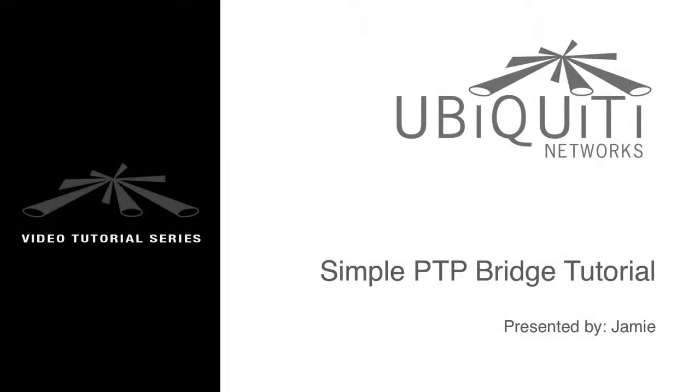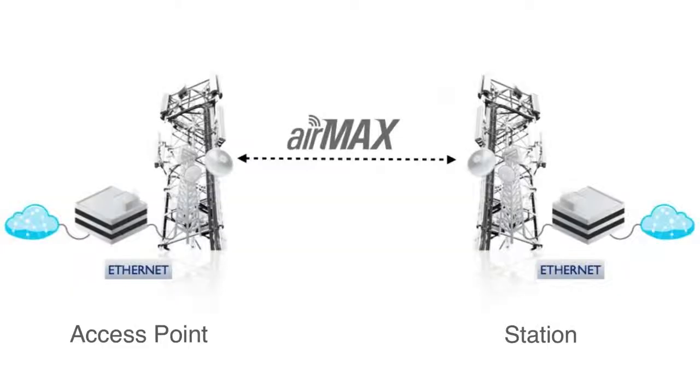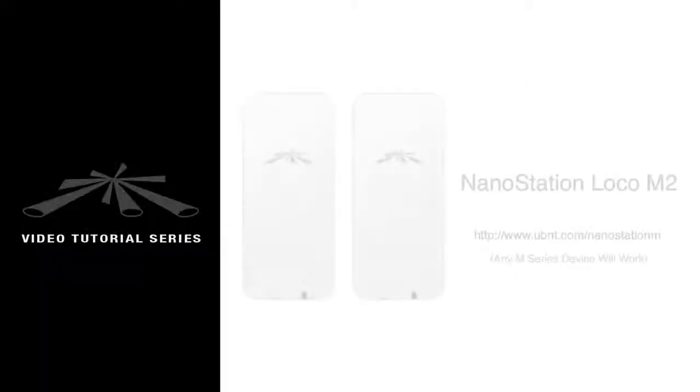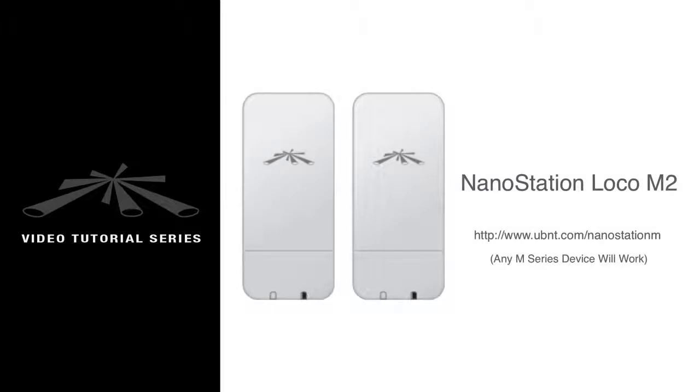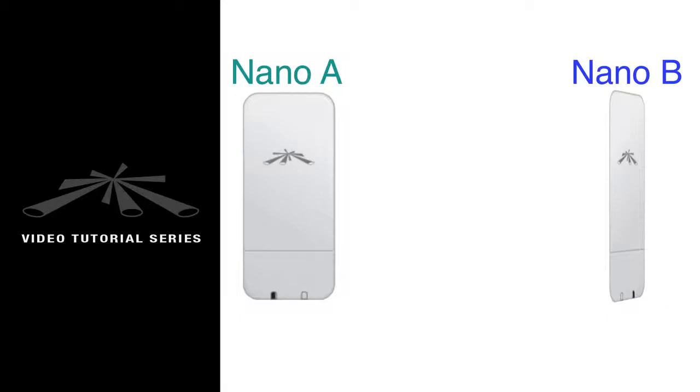I'm Jamie, and in this video, I'll take you through the steps of configuring a simple point-to-point bridge. For this demonstration, I'll be bridging a home internet connection to a remote area. To create a transparent bridge, you will need two devices similar to the NanoStation Loco M2s that I'm using for this demonstration. I've labeled them as Nano A and Nano B.